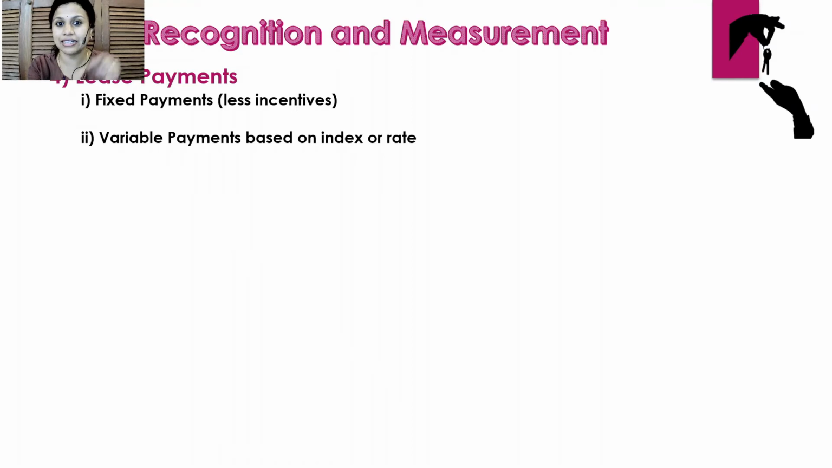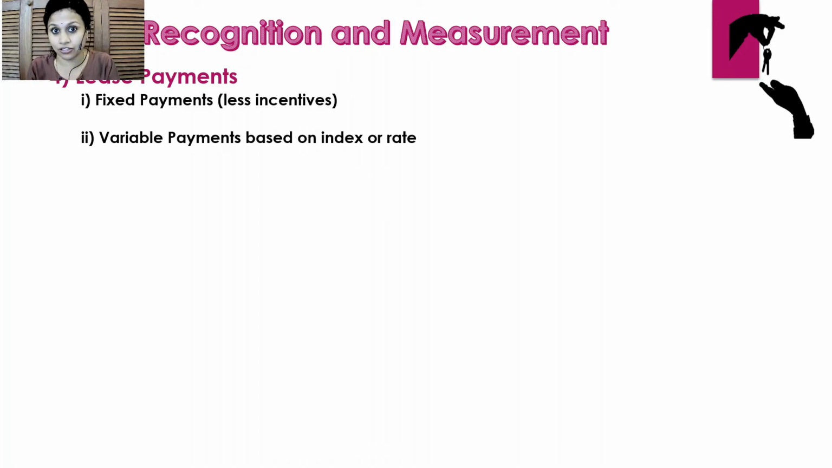The next component is variable payments that depend on an index or rate. The index or rate is very important here. This could be any index or rate which is commonly known, like the LIBOR, price of gold, price of oil, etc. It cannot be variable payments that are dependent on the usage of the asset.